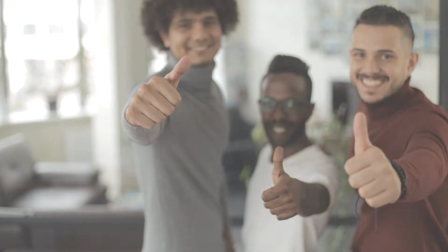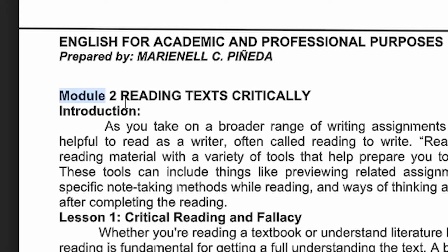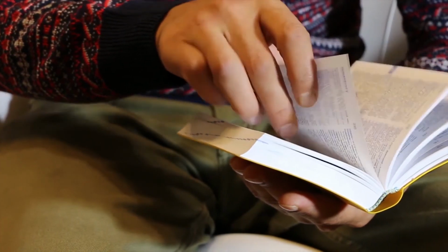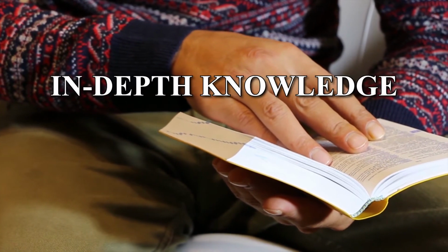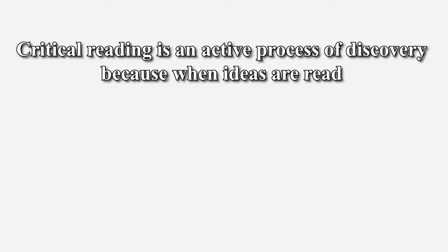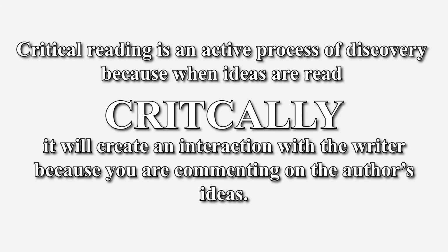proper formal essay. In the second module, Reading Text Critically, it introduces critical reading and fallacies, which when studied will enable the student to be capable of uncovering in-depth knowledge and detecting false information within texts. Critical reading is an active process of discovery because when ideas are read critically, it will create an interaction with the writer because you are commenting on the author's ideas.